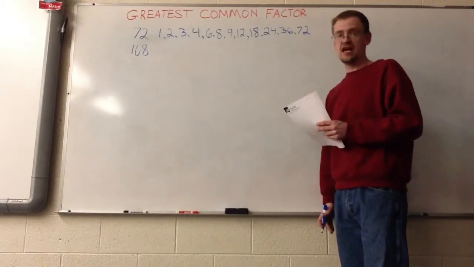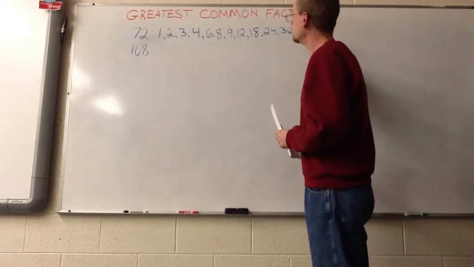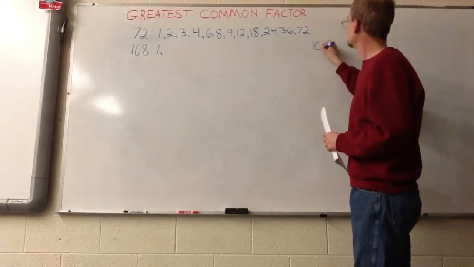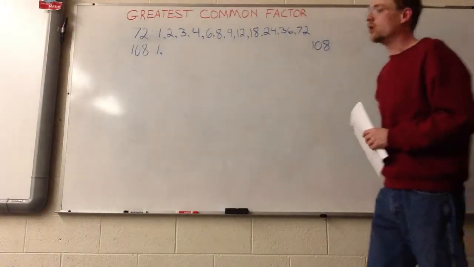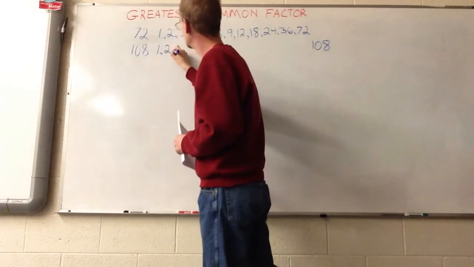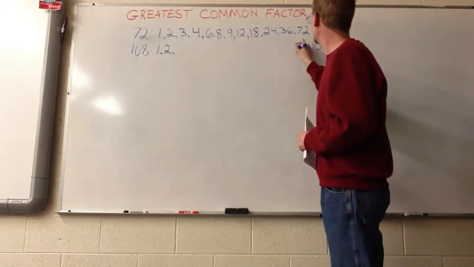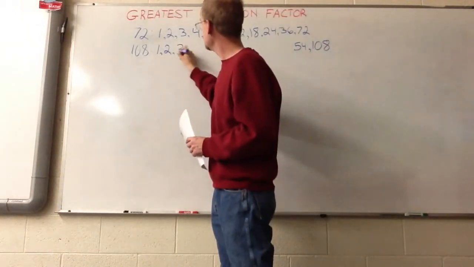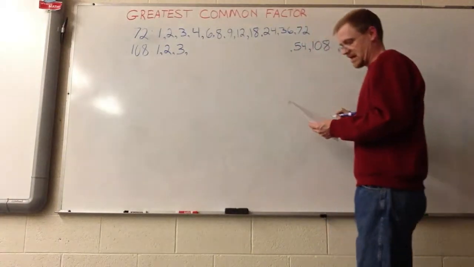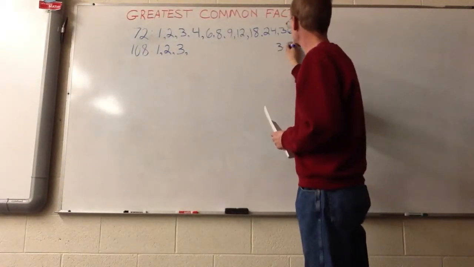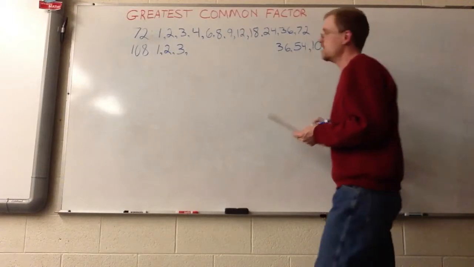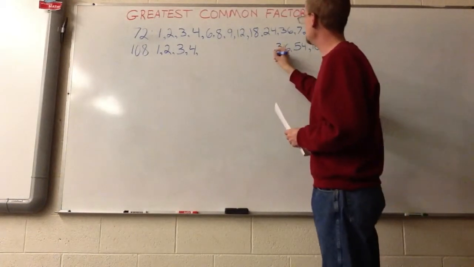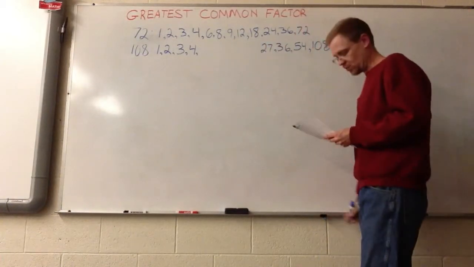Okay, let's look at 108. We have 1 and 108. All right. 108 is divisible by 2. 108 divided by 2 is 54. Okay. 108 is divisible by 3. And let's see, divide by 3 gives us 36. Then 4, let's see, 4 is 27. 4 times 27 is 108.